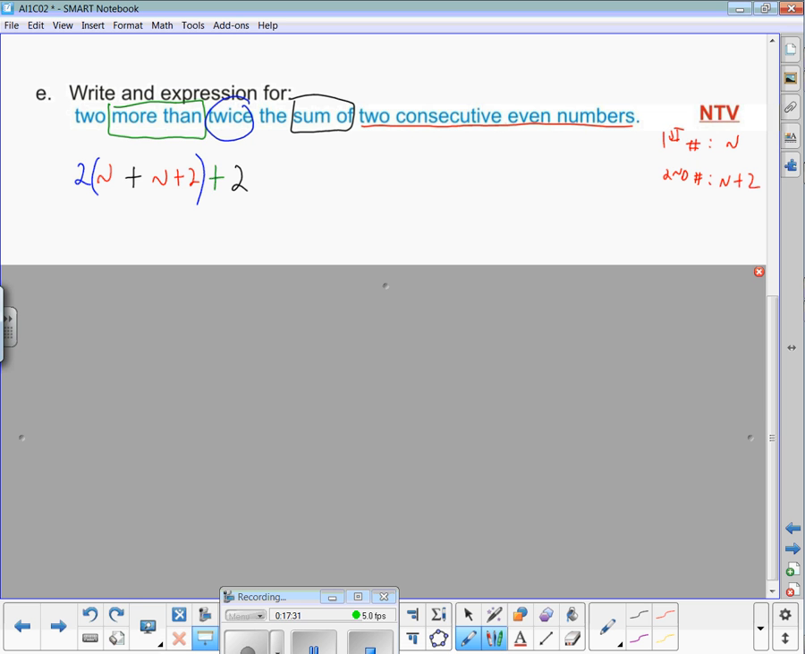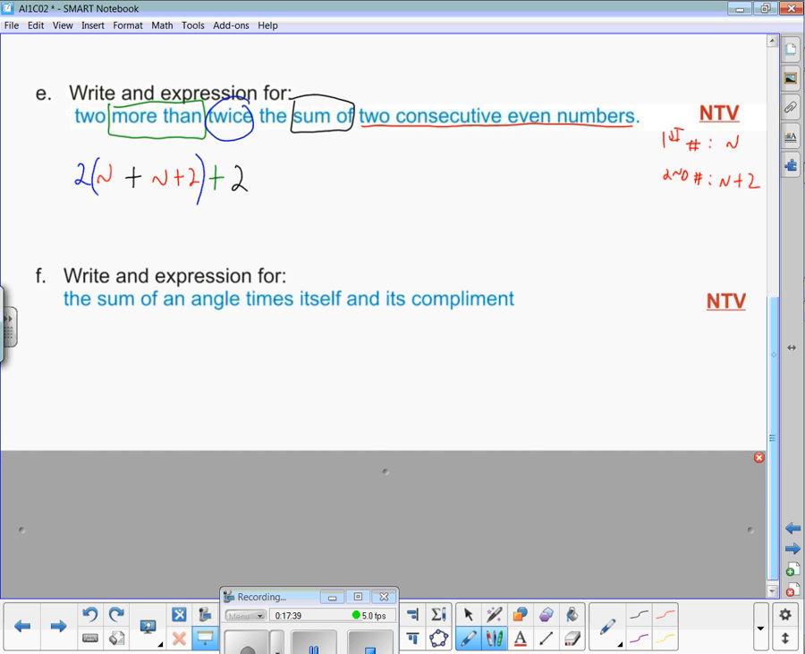There's that expression. Okay? A little tricky, but not too bad. All right, just take it one step at a time. All right, let's do F here.